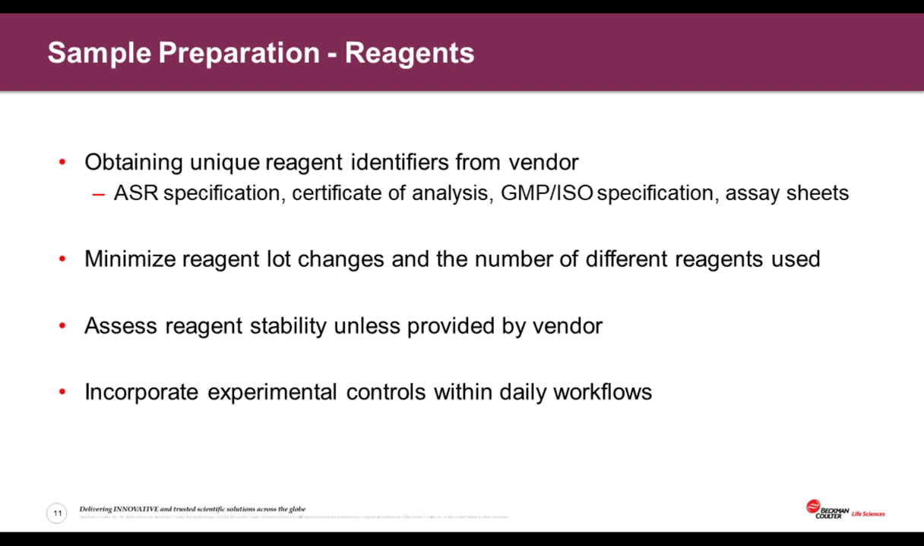We're going to obtain unique reagent identifiers from the vendors, and these could be anything such as ASR specifications, certificate of analysis that come with reagents, GMP or ISO specifications. So some reagents may be ISO specified. They have their own pre-qualified QC procedures, but they're not necessarily GMP. So these are all very useful specifications and unique identifiers that you can actually obtain from the vendor.